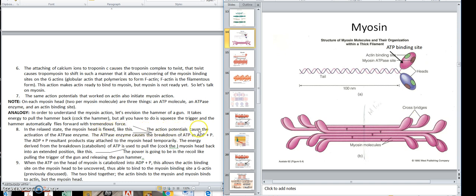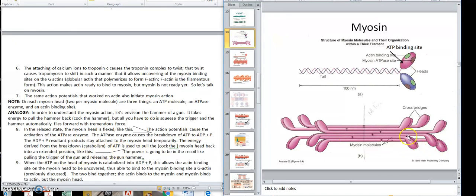It's flexed. The action potential causes the activation of the ATPase enzyme. This ATPase enzyme causes the breakdown of ATP to ADP plus P. The ADP plus P resultant products stay attached to the myosin head after it's all over, temporarily. The energy derived from the breakdown of ATP is used to cock the myosin head back into an extended position, like this. The power is going to be in the recoil, pulling the trigger.